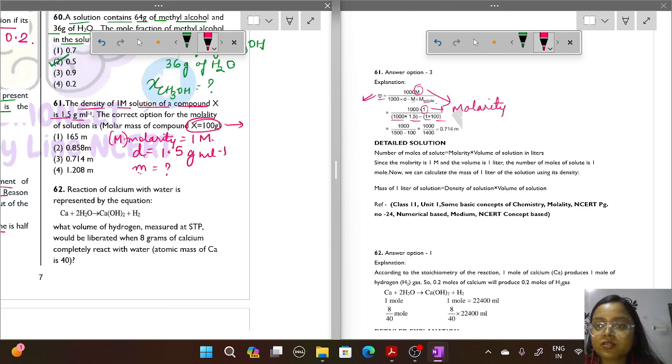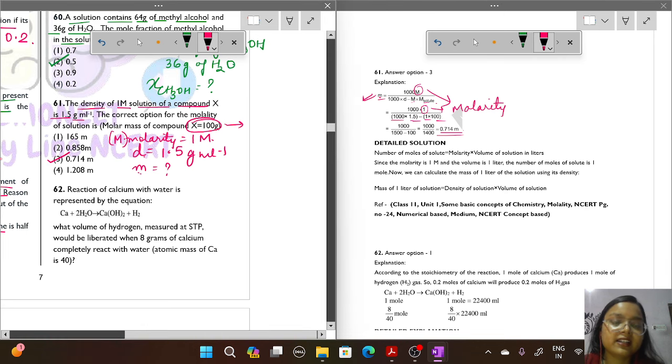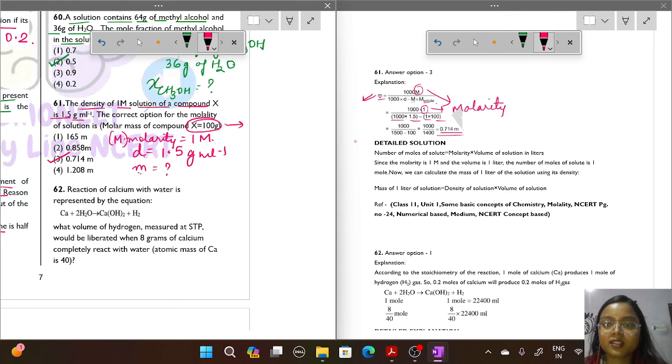Okay, so upon solving this, what will we get? We will get 0.714 molal. Okay, 0.714 molal is the correct option. Next, move on to question number 62. What does question number 62 say?